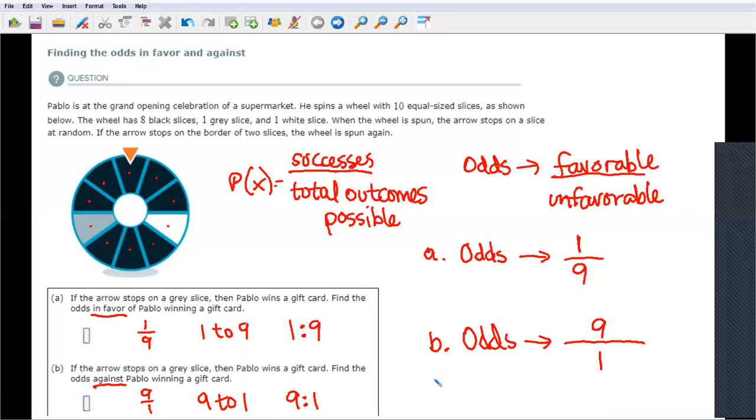Now you'll notice something here, and you'll see this little shortcut in the next 2 problems as well, but it's just the reciprocal. Whatever the favorable outcome was here goes to the bottom and becomes the unfavorable outcome in the second question, and vice versa. The 9 that was unfavorable will become the favorable one in the second question.